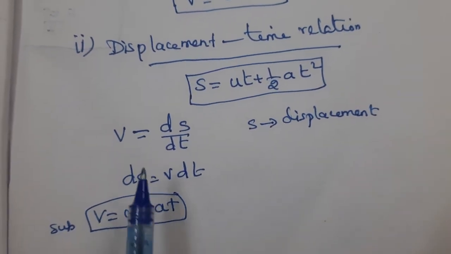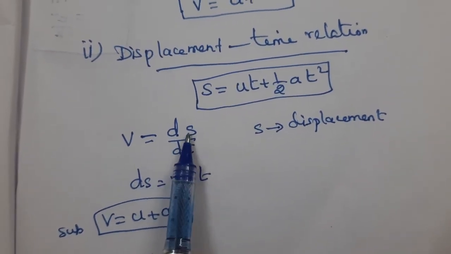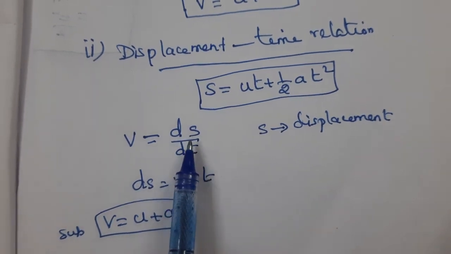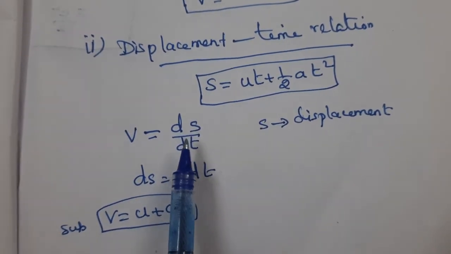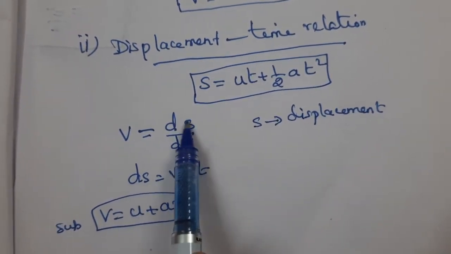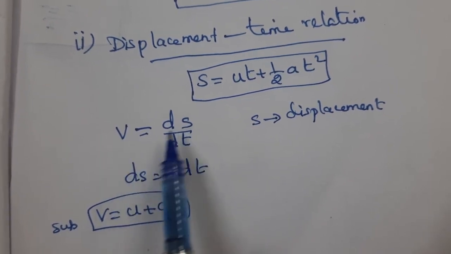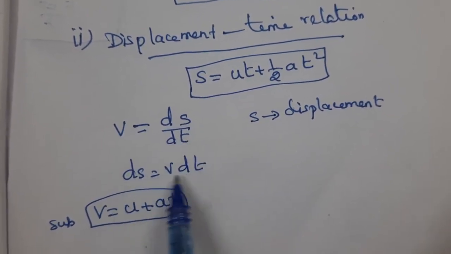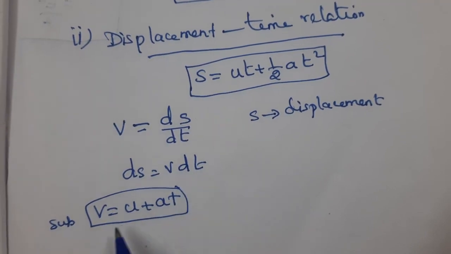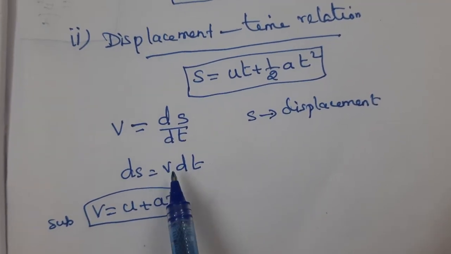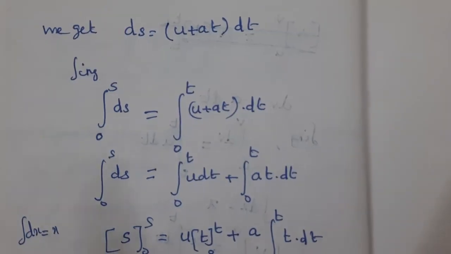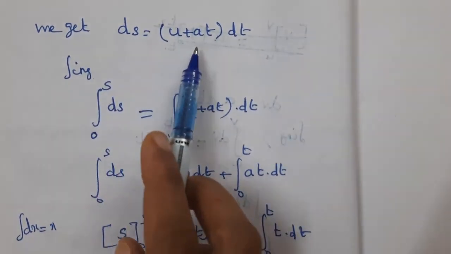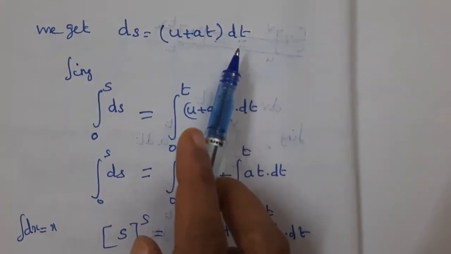Once again, listen. Velocity is equal to the rate of change of displacement, or first derivative of the displacement with respect to time. Isn't it? So, here the displacement is s. v equal to ds by dt. ds is equal to v into dt. Now, apply v equal to u plus at in this equation. We get ds is equal to u plus at into dt.